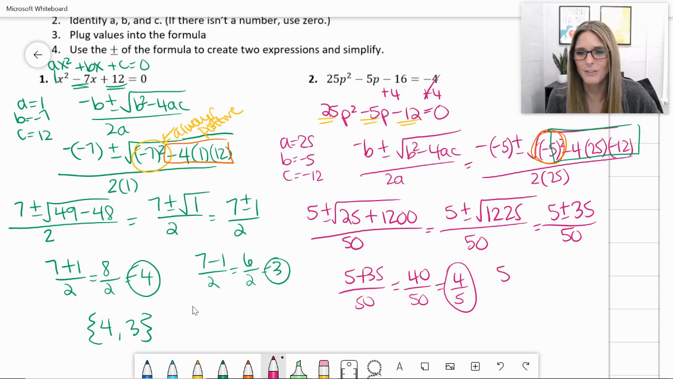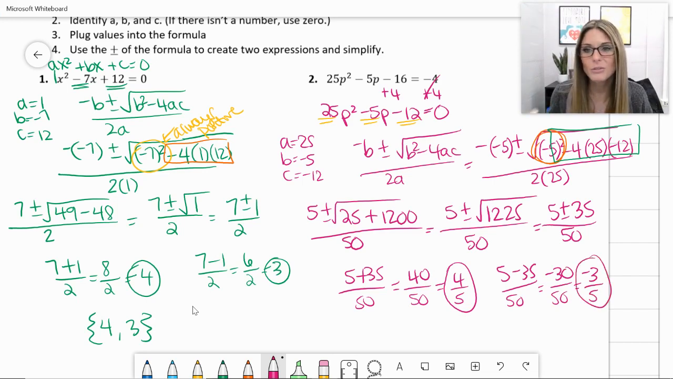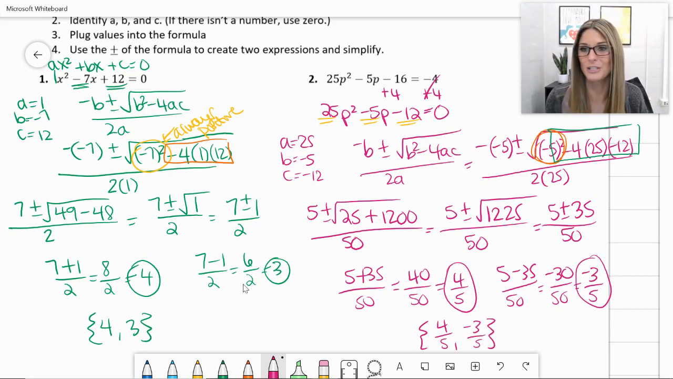Our second expression, 5 minus 35 over 50, gives me a negative 30 over 50, or I can reduce that down to negative 3 over 5. Again, just not crossing at a beautiful place on the x-axis, just at negative 6/10, so somewhere between 0 and negative 1 on that x-axis. Again, you could write your solution using the set notation here. 4/5 and negative 3/5 are two x-intercepts, or our two solutions to this quadratic equation.